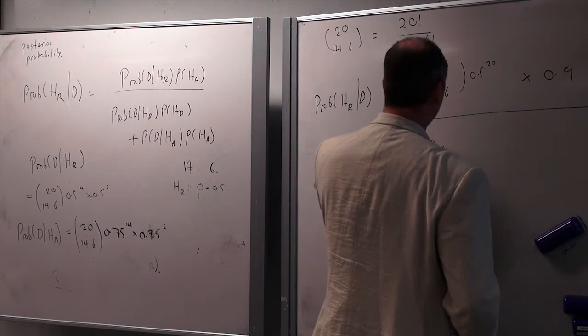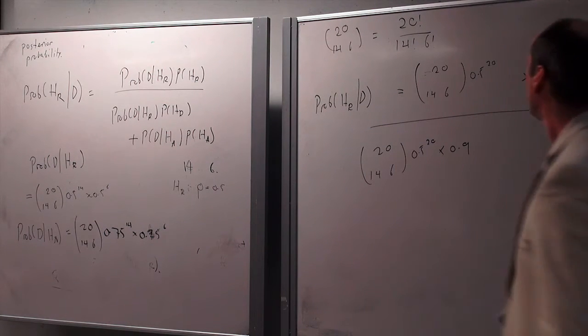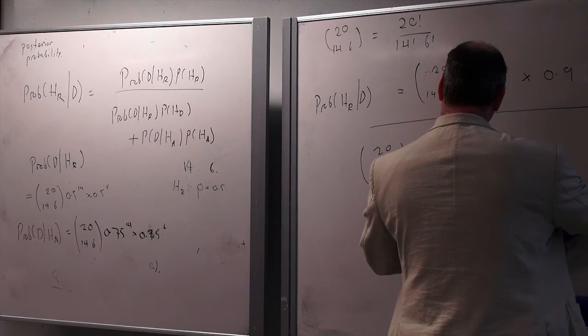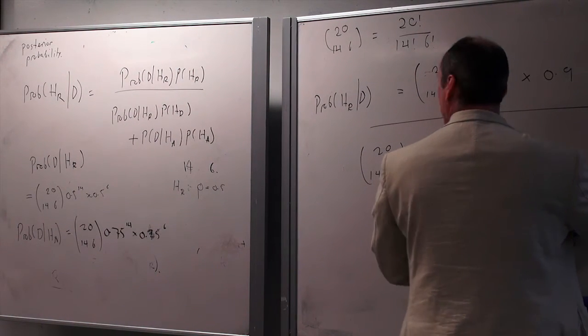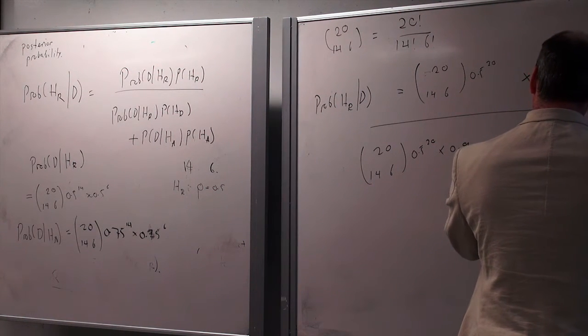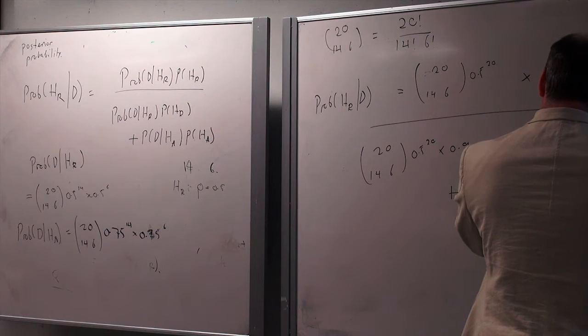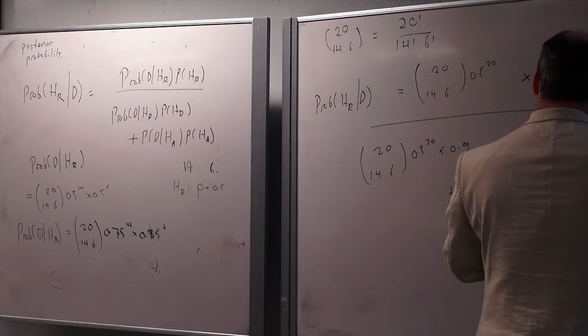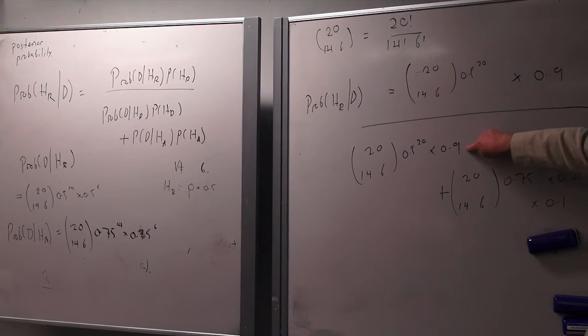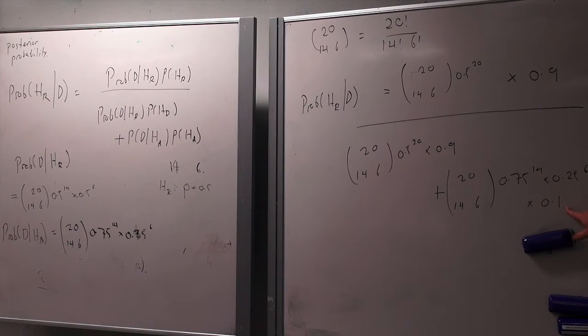0.5 to the 20 times 0.9 plus 20 choose 14 6 times 0.75 to the power 14 times 0.25 to the power 6 times 0.1. Where do all these numbers come from? That's her prior probability. That's 1 minus this. Because 90% of chance the adult's right, 10% chance the child's right.